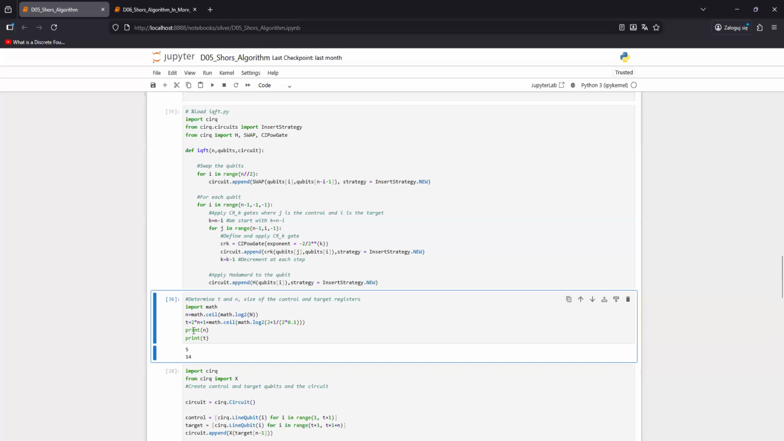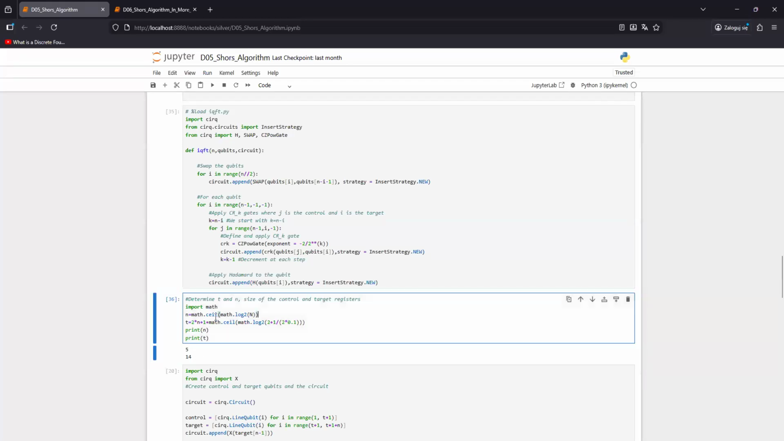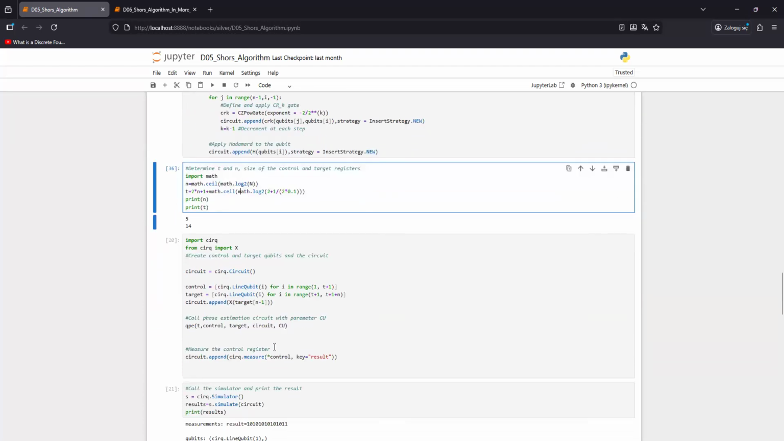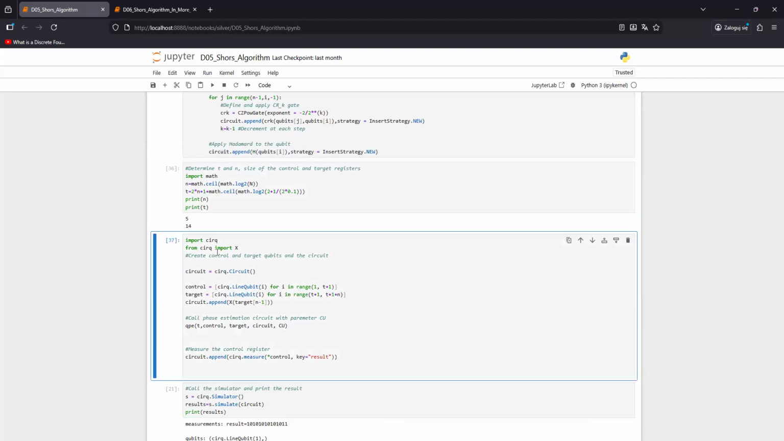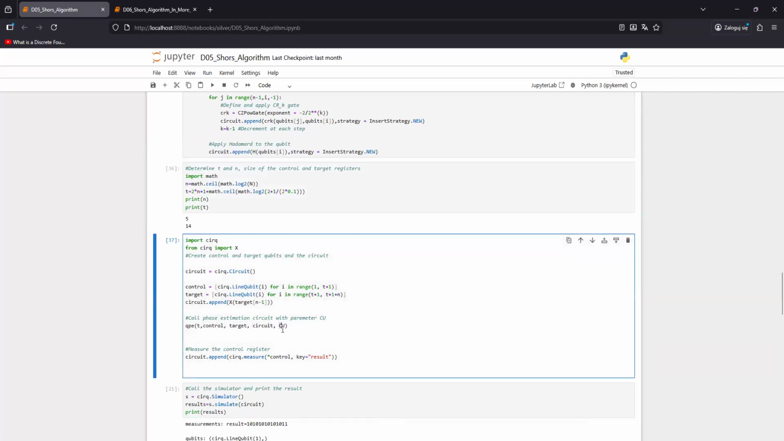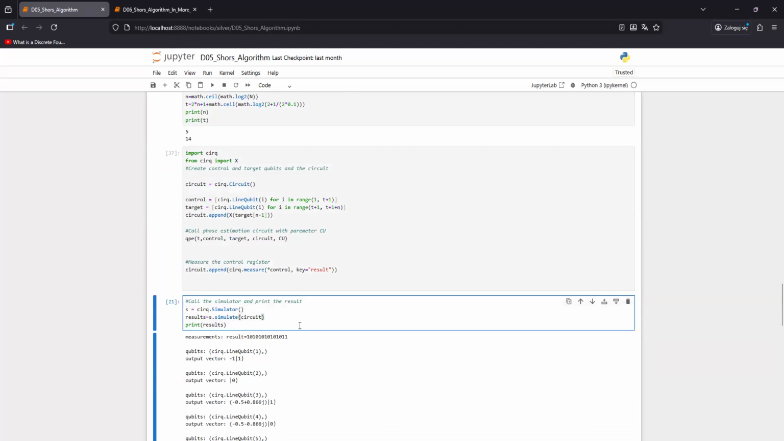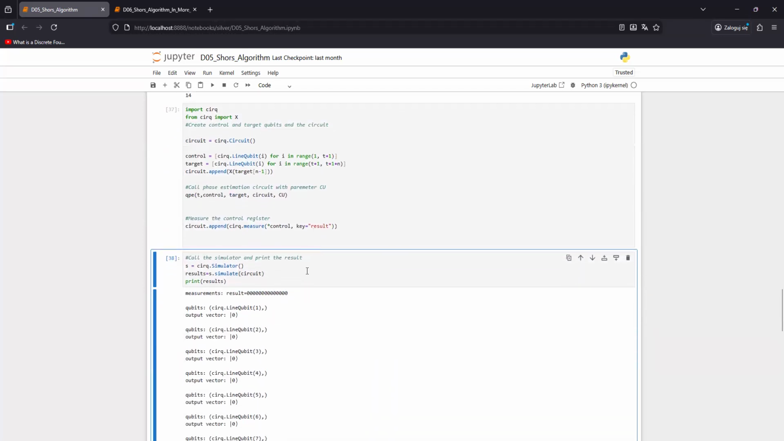So we have here again n equal to 5, but this time t is also equal to 14, because it's independent from n. But here we will get a different result because our random number affects the CU operator. So now let's simulate the results.